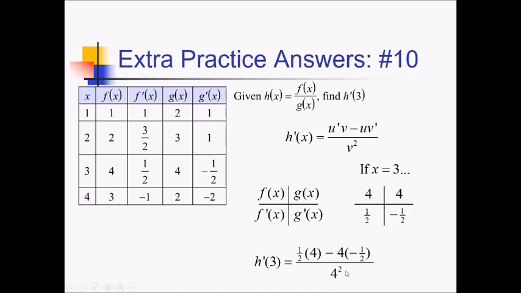Now I can simplify this a little bit. In the numerator, I've got, let's see, half of 4 is 2. We've got plus 2 then over here, so 2 plus 2 is 4 in the numerator. Denominator, we've got 4 squared. So 4 over 4 squared, or 4 over 16, is just going to be 1/4.